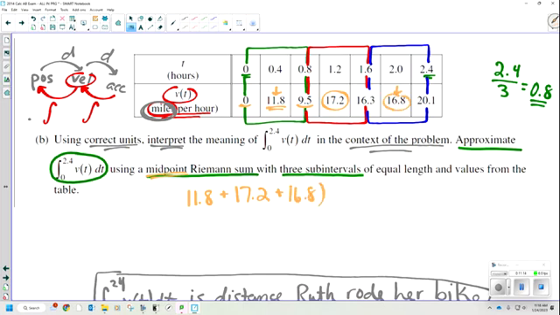But do not forget, when I sum up these values, when I add them up, I always got to multiply by my width. Some people call that h for height. I say w for width. The width of each subinterval is 0.8. That is exactly how I'm going to figure this out. And I'm going to put that in a calculator right now.